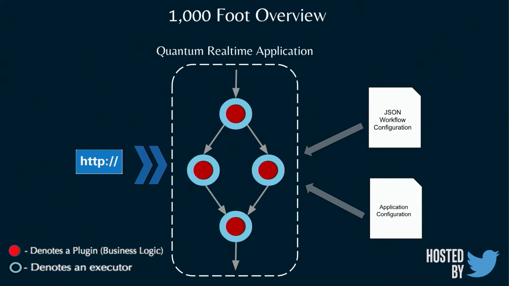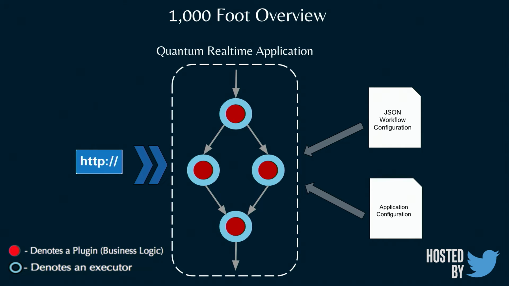Cool. So this gets a little deeper into what a quantum real-time application looks like. It's made of two main configuration files. One is the JSON workflow configuration, and the other one is the application configuration. The JSON workflow configuration lists out all the routes, all the workflows, and all the communication between them. So that includes the DAG, which you'll see here.